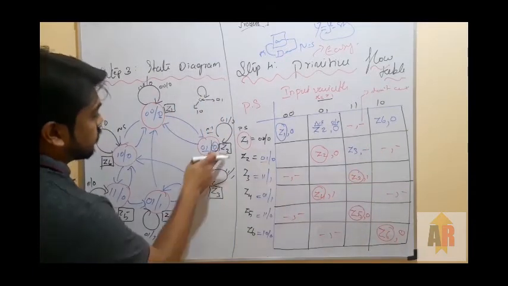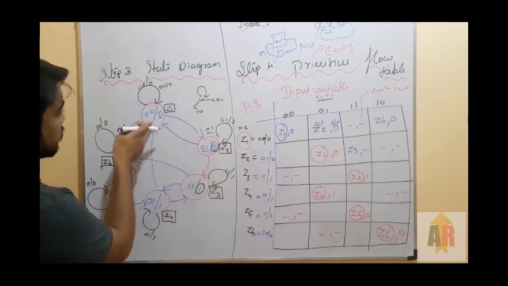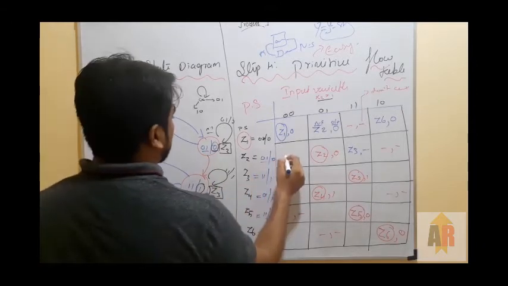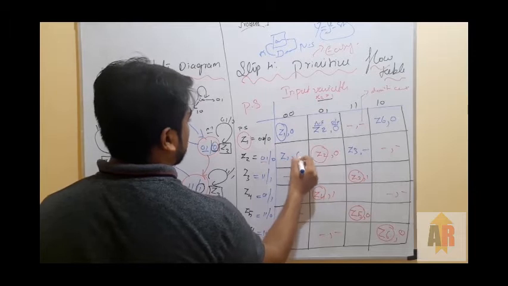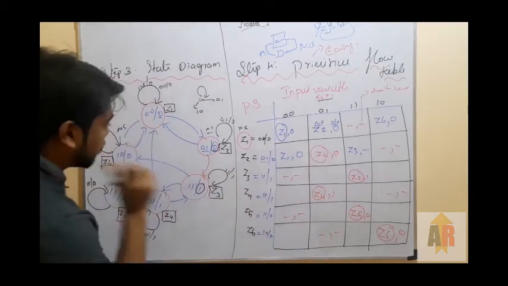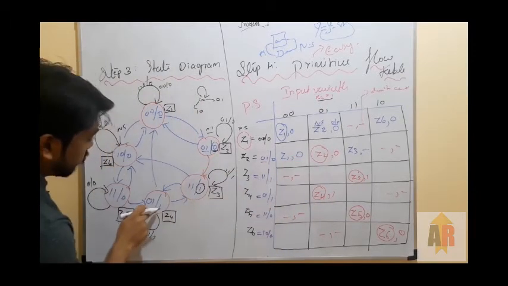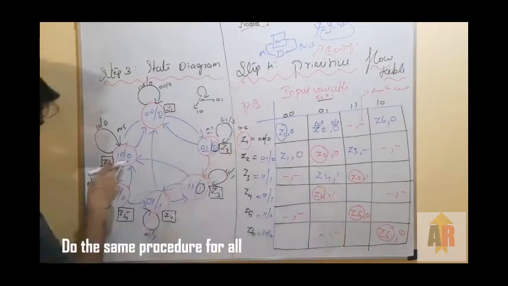Then come to Z2, it is moving towards Z1, there is no issue with it. So Z2, Z1, comma 0. Now come to Z3 also, just do it like that. It is moving to 0, 1.